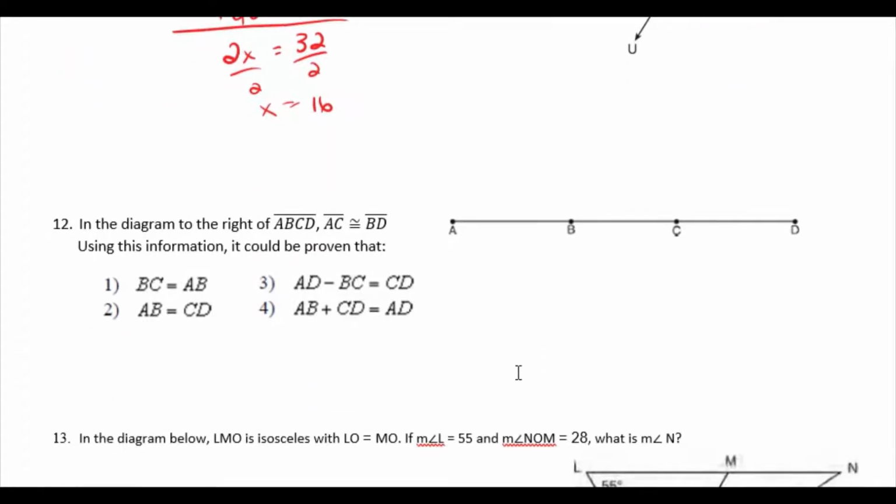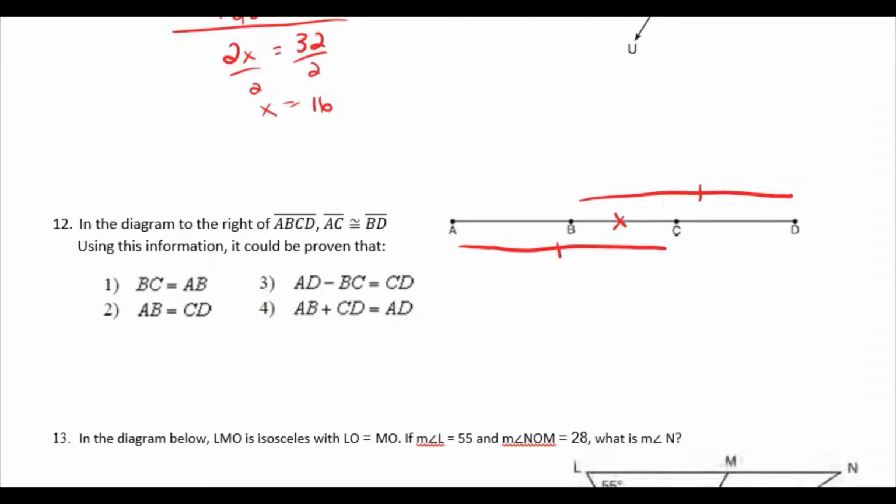Okay, number 12. In the diagram to the right, we know that AC, this entire line segment, is congruent to BD, this entire line segment. Which of this information could be proven? You can see that this segment is made up of BC and CD, and this is made up of AB and BC. So the thing that's the same here is this segment BC.